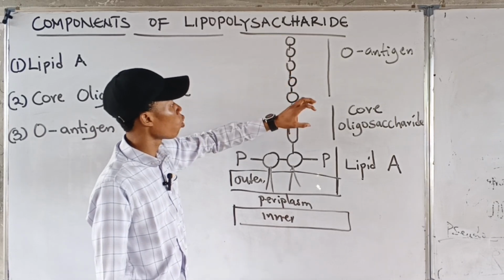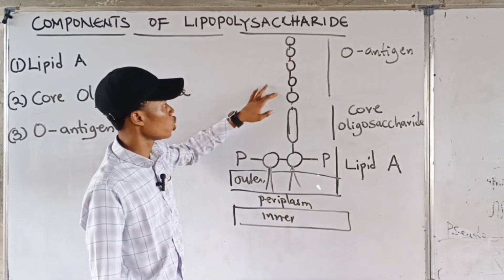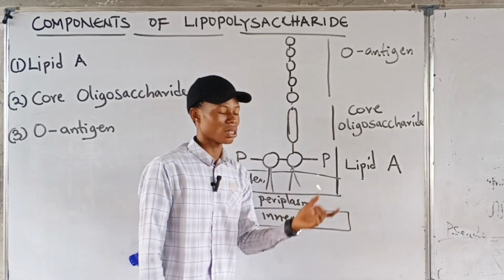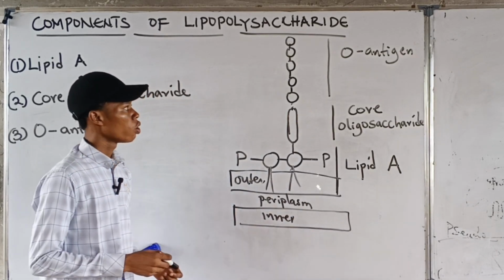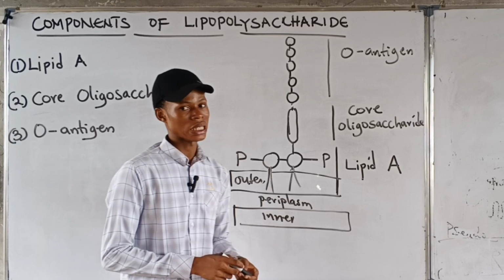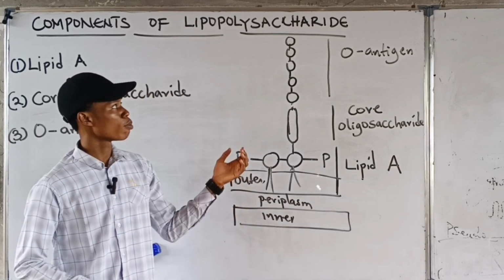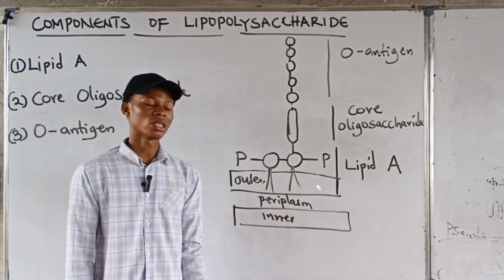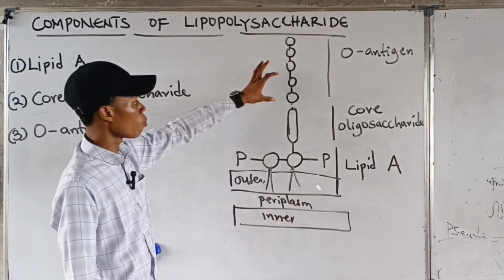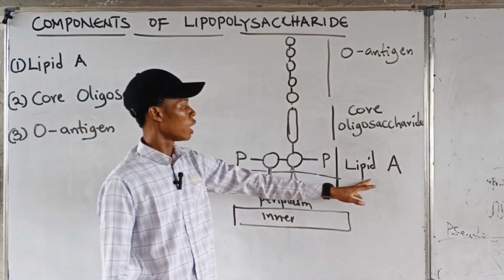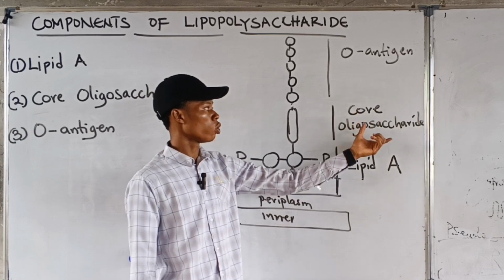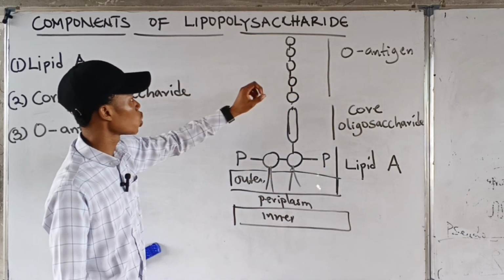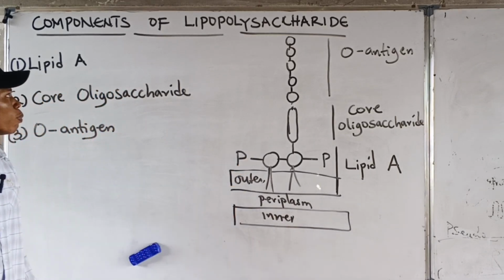Then attached to the core oligosaccharide is our O antigen. This O antigen here is attached to the core oligosaccharide, and it is responsible for the specificity of the lipopolysaccharide. It's responsible for the diversity of the bacteria. So these are the basic components. Please take note, we have just three: lipid A, core oligosaccharide, and O antigen. So these are the three components of the lipopolysaccharide.